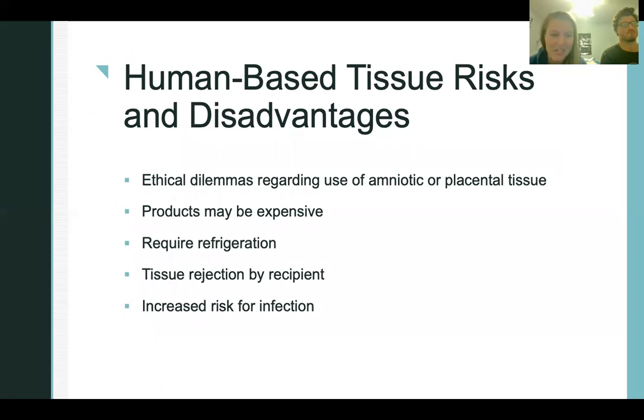Some of the risks and disadvantages for human-based, there's ethical dilemmas regarding use of amniotic or placental tissue. The products can be expensive. They all require some sort of refrigeration, tissue rejection by recipient, and then increased risk for infection.